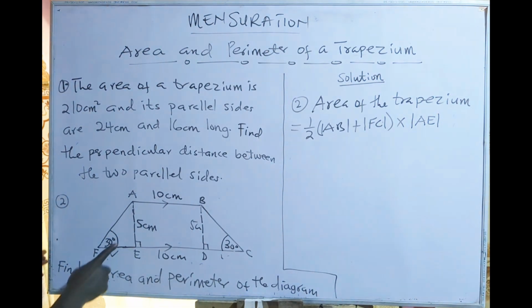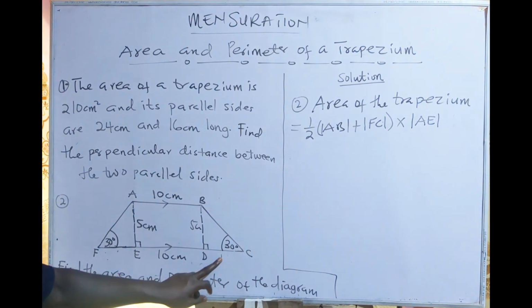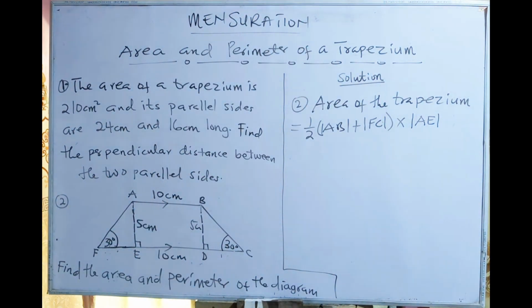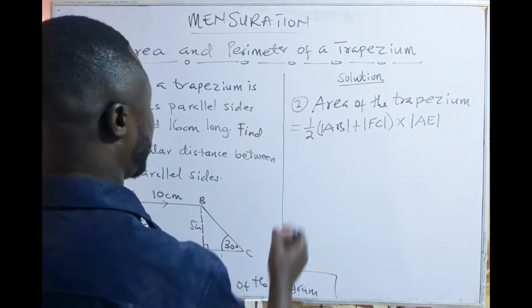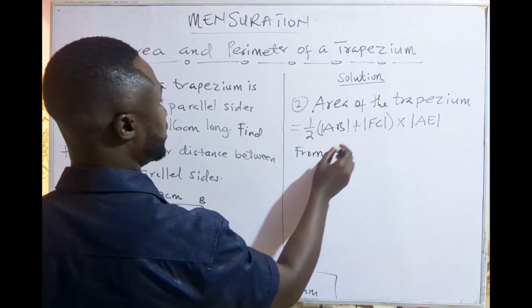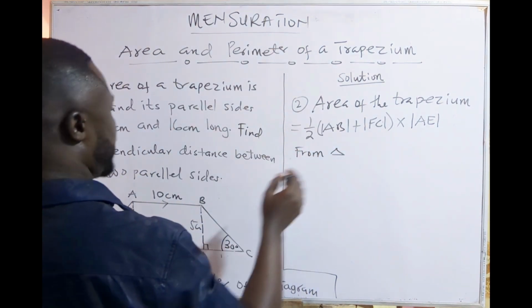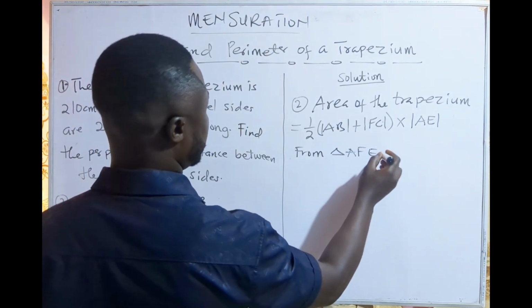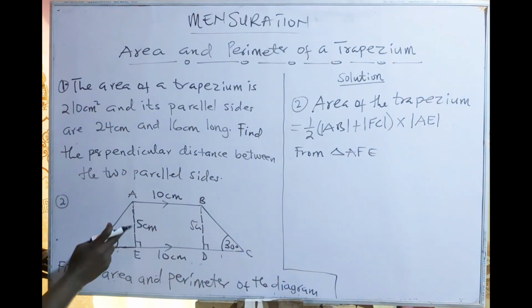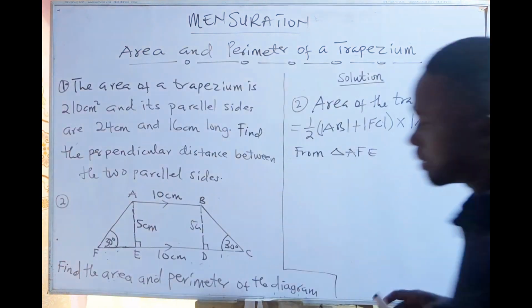Alright, but I'm given the angle here as 30, and here is what? 5. So the angle is opposite to 5, and here is what? Adjacent. So I can use the trigonometric ratio, and then I find. Is that okay? So that I use tan, opposite to adjacent, and whatever I get here is the same as this side, because this triangle is the same as this triangle. Is that okay? Alright, so I will say that maybe from triangle AFE, from this triangle, what I can say is what?